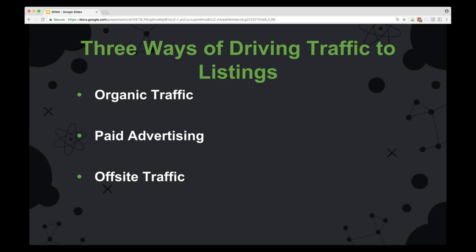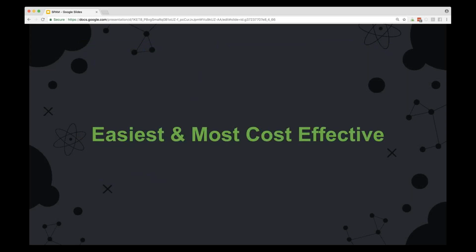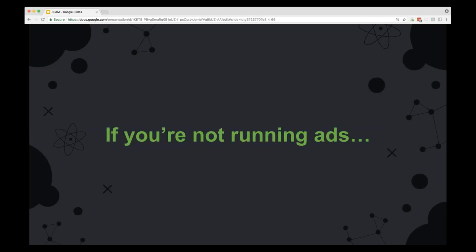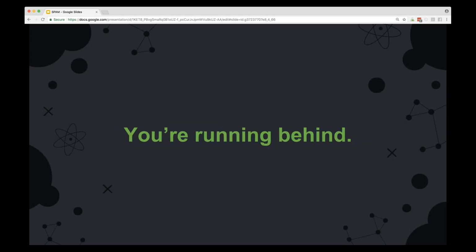And then this year it's been the hot ticket item that everyone's talking about, which is why this is super important, because it's the easiest and most cost-effective way to drive traffic to your listings, right? It's still pennies on the dollar as compared to Facebook or Google. So if you're not running ads on Amazon, you're running behind, and that's just the truth, right? You're losing business if you're not running ads on Amazon today, and that's super important.